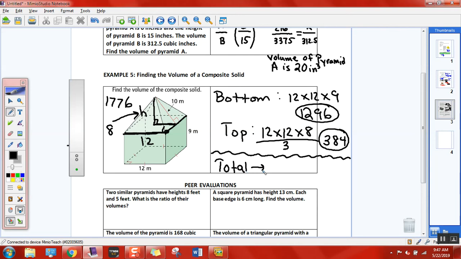What is that total volume? Say it louder for me. 1,680. What type of unit should we choose to attach to this? Cubic meters. Okay, very good.